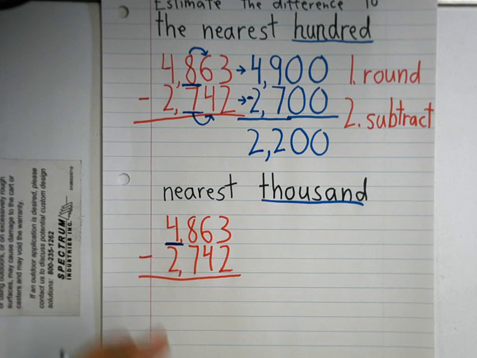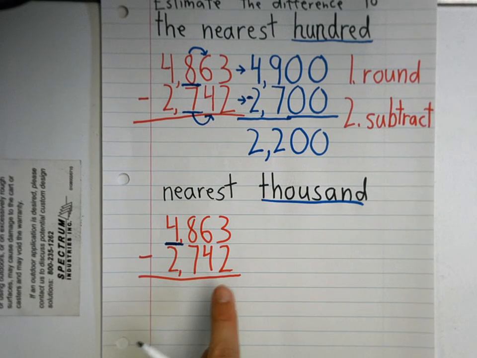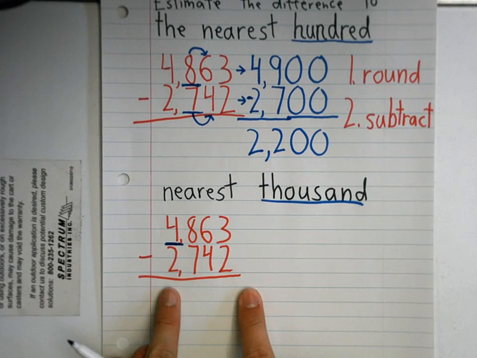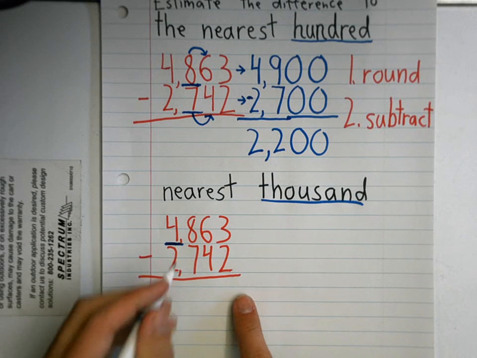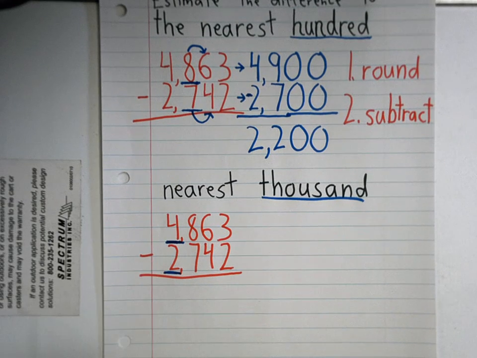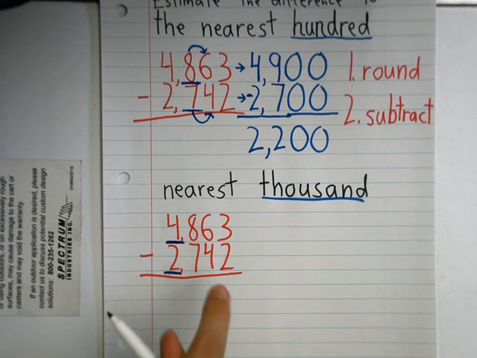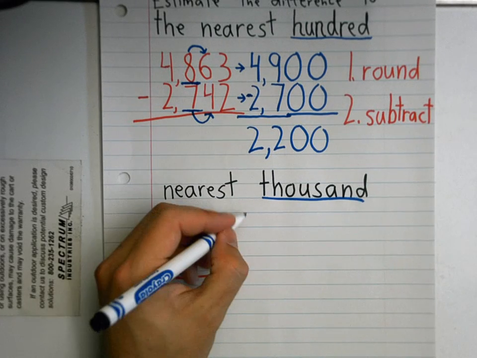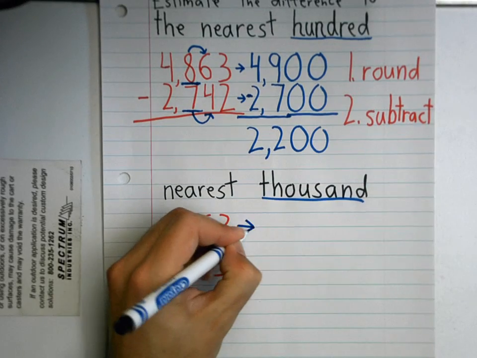Who can tell me what number I'm going to underline in the bottom one? Justin. You underline the 2. The 2. The 2 on the right or the 2 on the left? The left. The left, yes. And why? Because we're rounding to the nearest 1,000, not just the ones, but yeah. Good job.